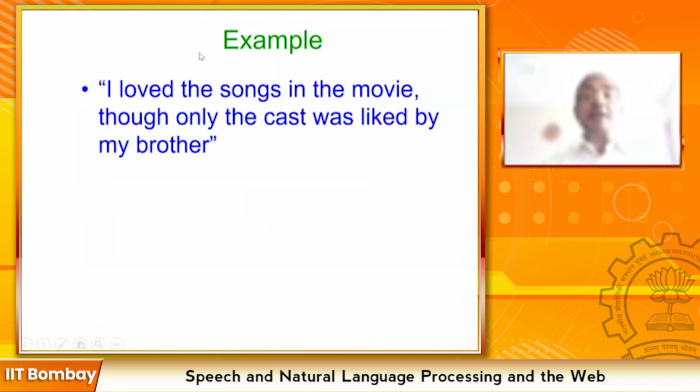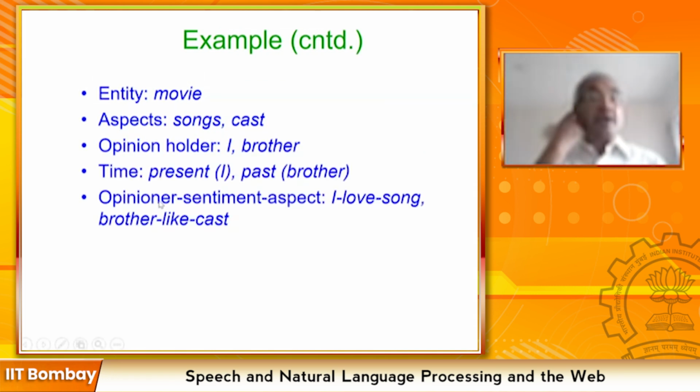So we saw this example. I love the songs in the movie, though only the cast was liked by my brother. And these kind of sentences can be very long, okay, with many entities coming together, loving or hating other entities. So these triples are crucial for information extraction. So opinion holder, sentiment, aspect, triple. I love song, brother like cast. Present tense for I, past tense for brother. Okay, so this kind of grouping is important. So we see that in the text, though the sequence is linear, we need to identify the groups.